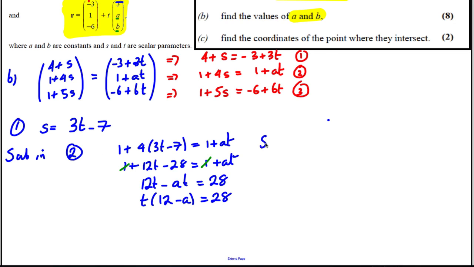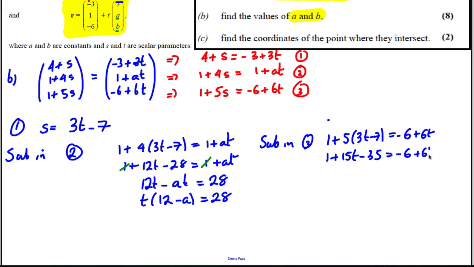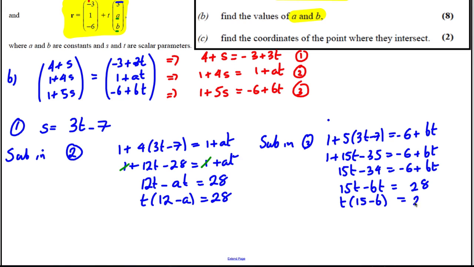Now I could also sub this into 3. And I would get that 1 plus 5 lots of (3t subtract 7) is going to be negative 6 plus Bt. Expanding, 1 plus 15t subtract 35 is going to be negative 6 plus Bt. Sorry, I'm making a mistake, these are Bt. And I could combine these, so 15t subtract 34 is negative 6 plus Bt. I could add 34 to both sides and subtract Bt. So 15t subtract Bt is going to be equal to 28. Factorising out the t, I can say that t is 28 over 15 subtract B.